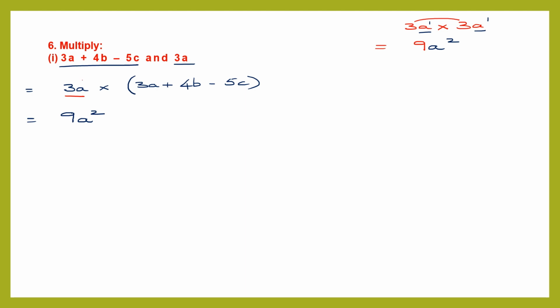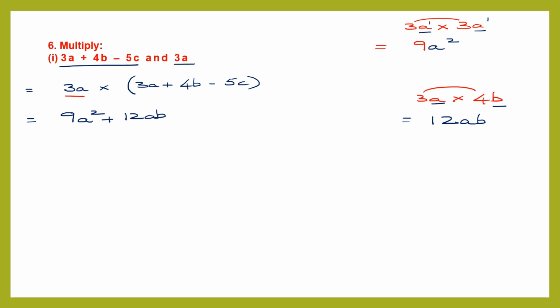Now let's multiply this with the second term. So that is 3a into 4b. So multiply the numbers. 3 4s are 12. Then there is only one a, so we write a. There's only one b, we write b. So that is 12ab. And the sign is plus. Plus 12ab. So we finish with the second one.